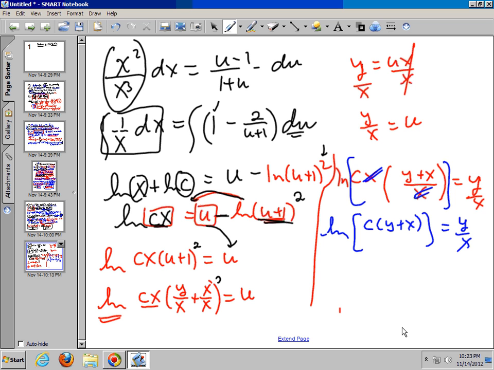Now what's in here is still being squared. U is y over x, and 1 is x over x. So I do get cx times y plus x over x all squared. Now what happens is this x in the bottom is being squared. I have x squared in the bottom, but I have that x on top. That's going to just be 1 over x. So I still have the c. I have the y plus x squared over the lone x. And that seems to be correct.